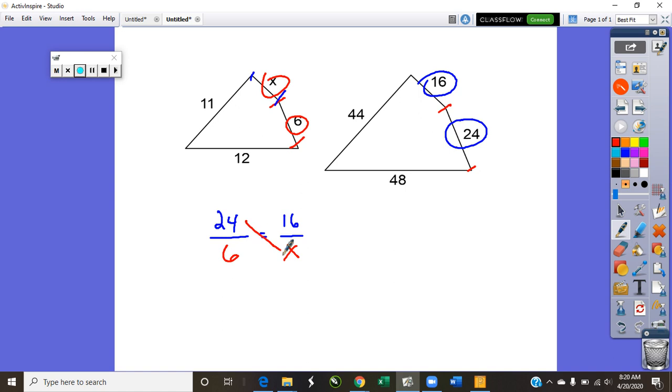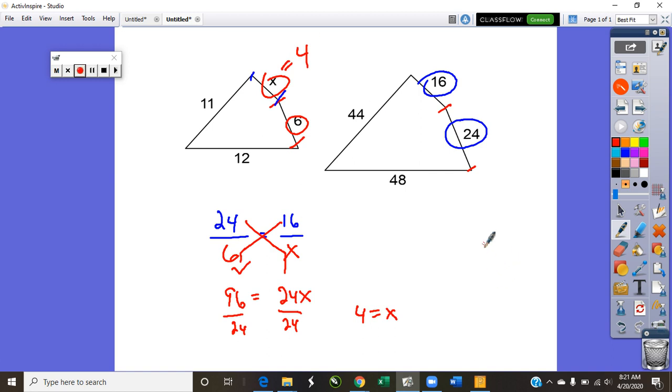Well, 24 times x, that's easy, 24x. 16 times 6. Well, when we do 16 times 6, what do we get? 96. So 96 equals 24x. And we're going to divide each side by 24. And what do we get? We get 4 equals x. So we were able to find this missing side by using proportions.